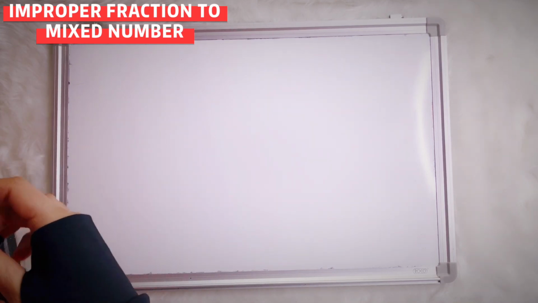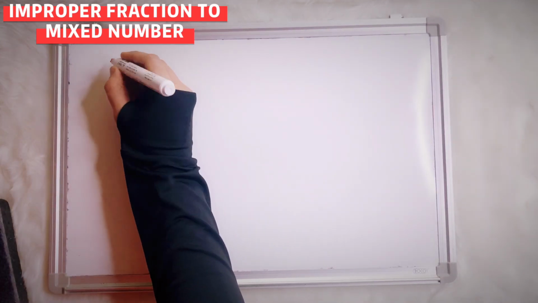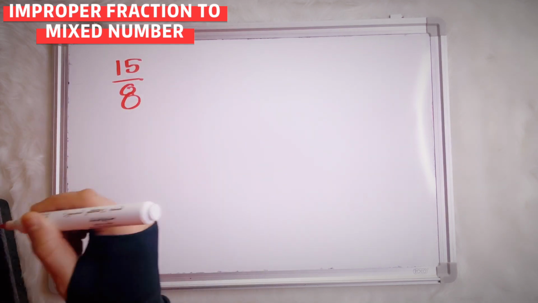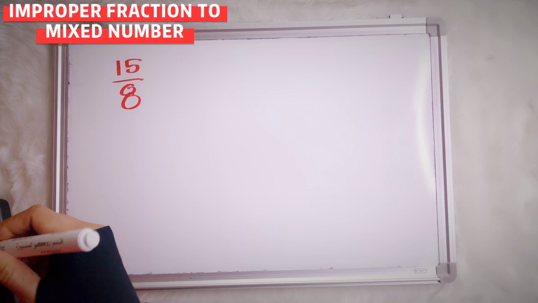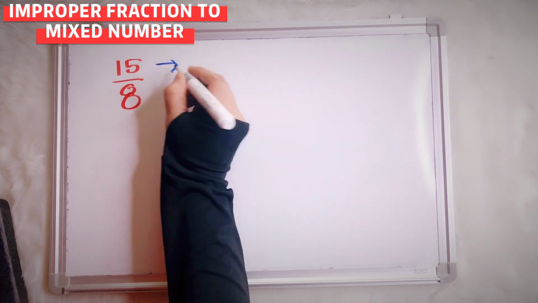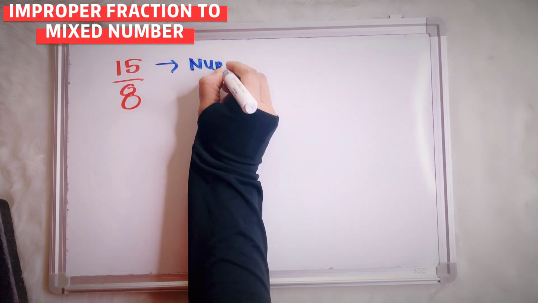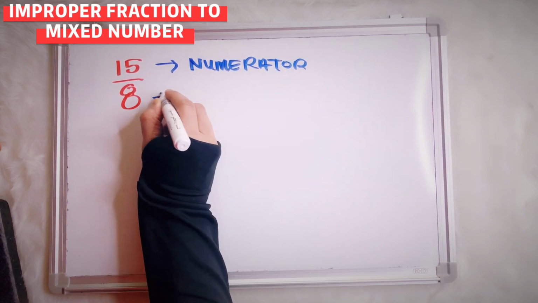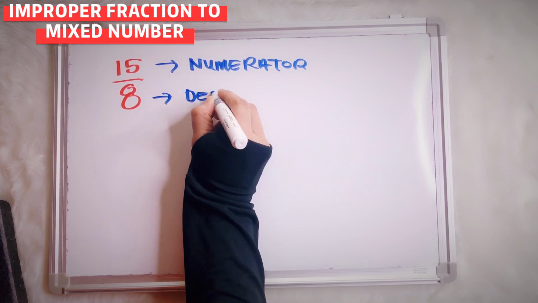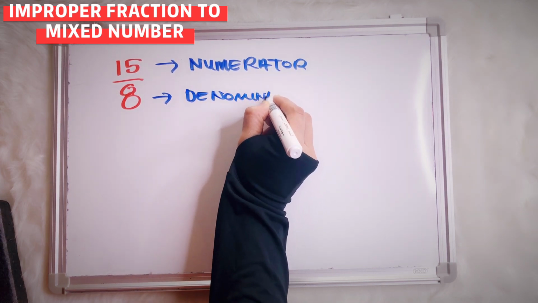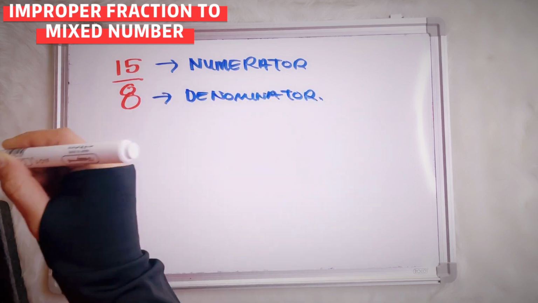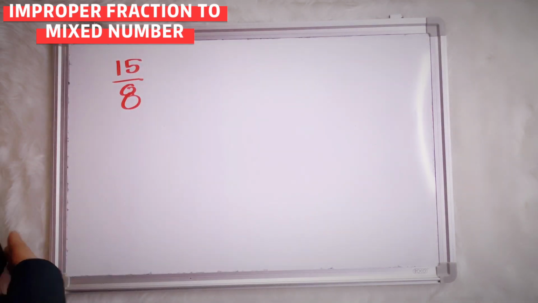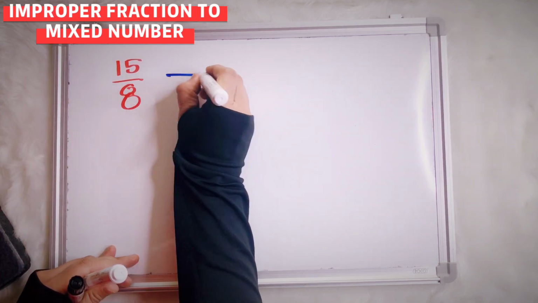Okay, so let's say I give you here 15 over 8. Before we proceed, I will explain in detail about fraction. Here we call it numerator, and the bottom part we call it denominator. Now, how to convert from the improper fraction to mixed number?